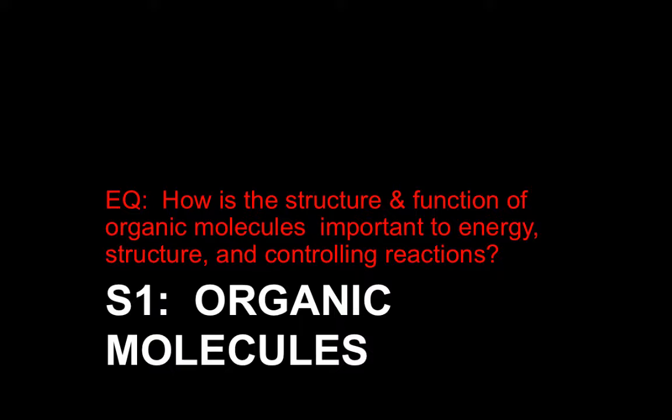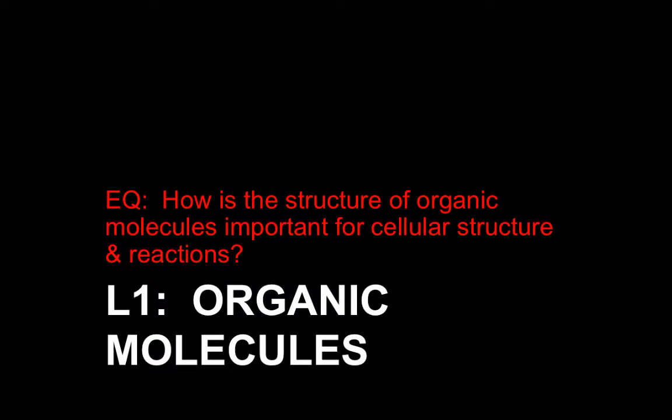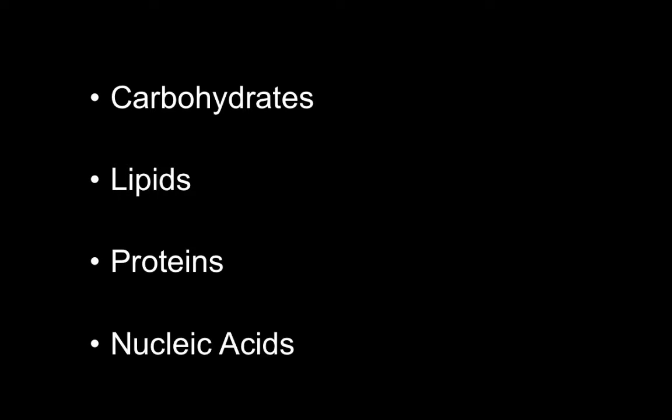Alright, so first we got Section 1 on organic molecules. So we're going to look at the structure and function of organic molecules. And lesson 1, organic molecules. How is the structure of organic molecules important for cellular structure and reaction? So remember, all life is made up of 4 different organic molecules. Those 4 types are carbohydrates, lipids, proteins, and nucleic acids.